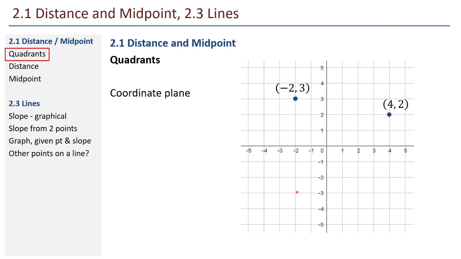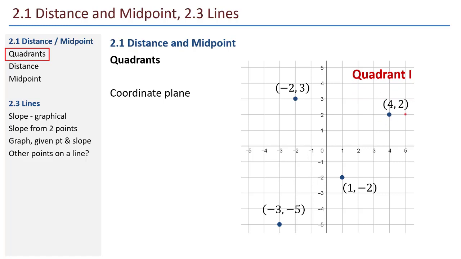I could put a point someplace else in the plane that can make the x value negative. So this point has coordinates (-2, 3). Here's a point with coordinates (-3, -5). And here's a point with coordinates (1, -2).